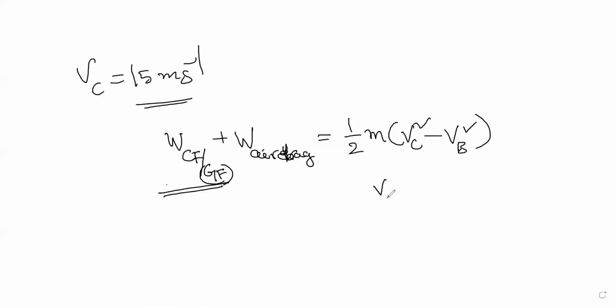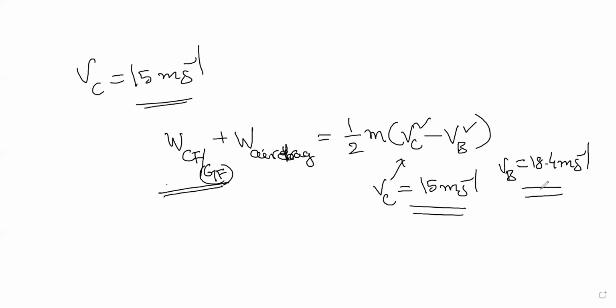But this time you use Vc as 15 meters second inverse, and Vd is 18.4 as usual, meters second inverse. So for the work done by the conservative force, when you substitute all these things, the conservative force is like the mgh part. So here m into g into hb, this part, plus the work done by the air drag.